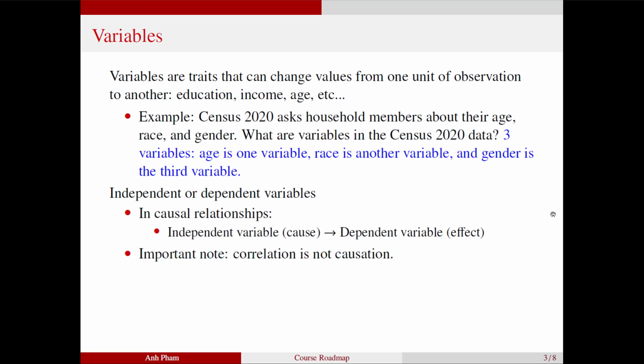A very important note here when we talk about independent and dependent variables is that correlation is not causation. We will go over in detail what correlation means and what causation means later on in the semester.